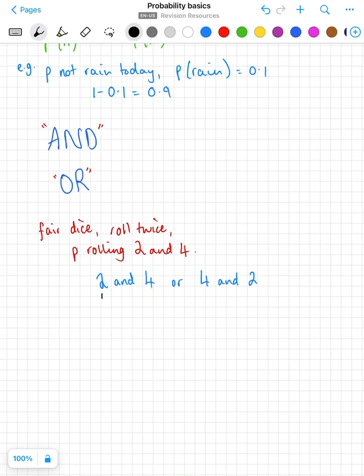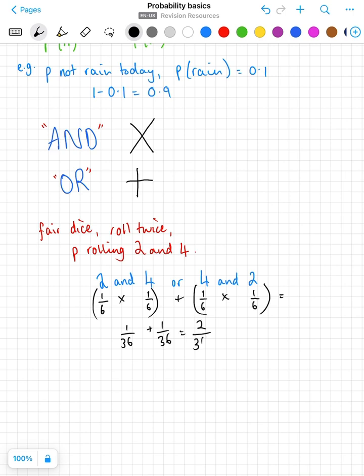So we look at the probability of a 2, which is 1 over 6, 4, 1 over 6, because there are 6 sides to a dice. And then you change your and for a multiply and or for a plus. So that's 1 over 36 plus 1 over 36, which gives us a probability of 2 out of 36. So this and or rule, very important when it comes to more complex probability questions.